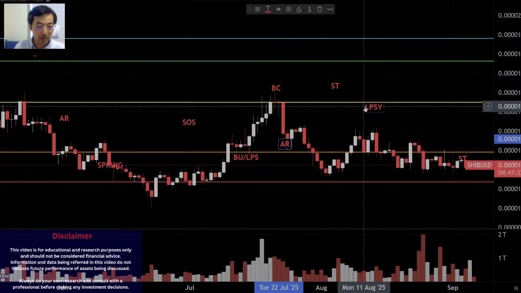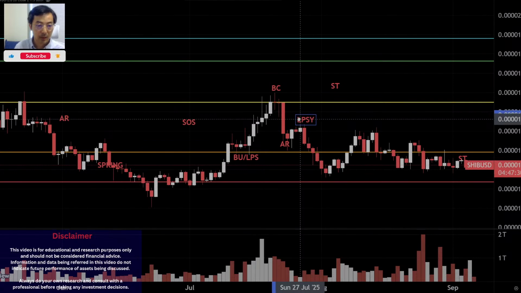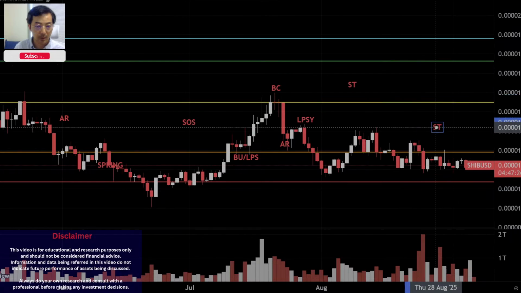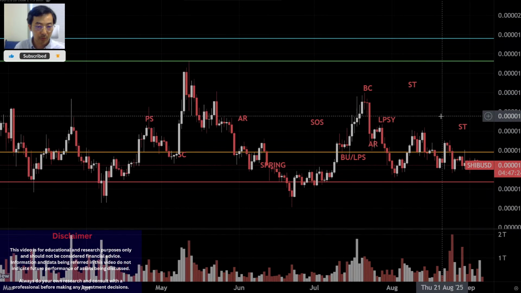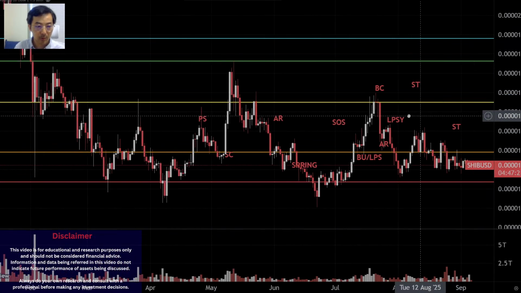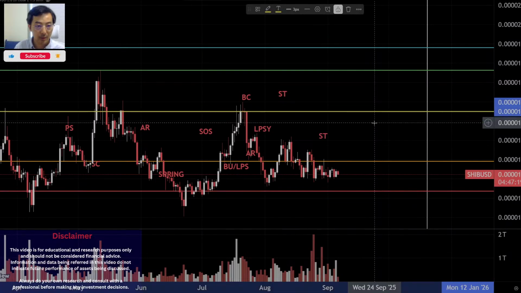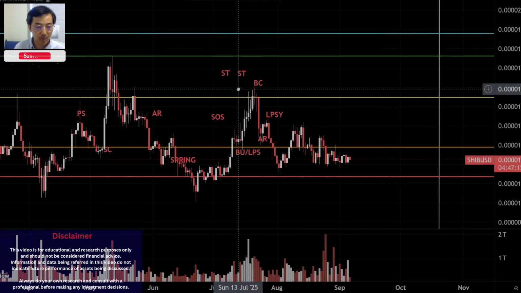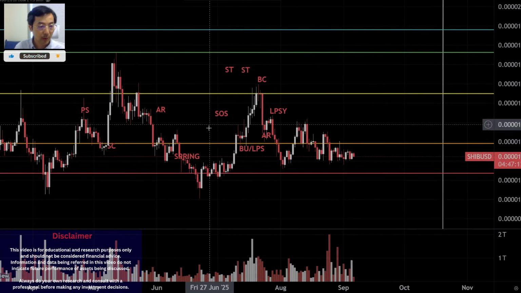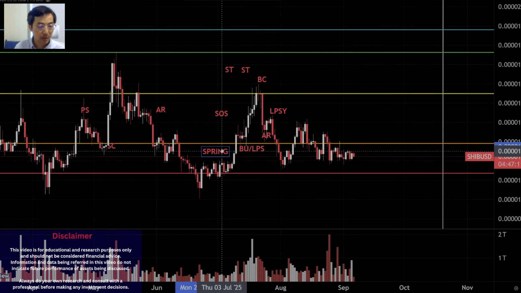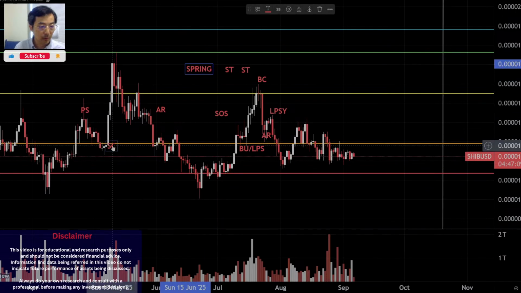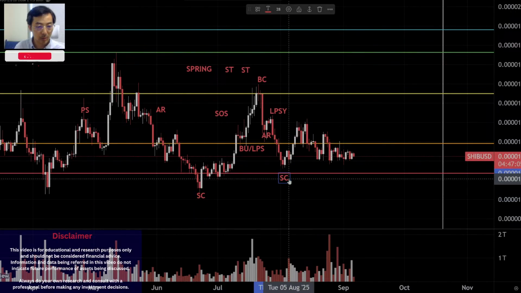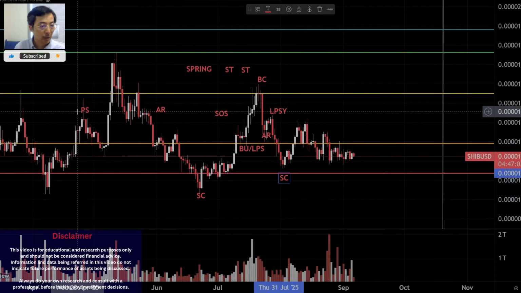So automatic reaction, LPSY, no second test over here. So second test, please go away for the time being. Why is the yellow line still being moved? Okay, never mind. Let's just move them up here for the time being. And no spring for the moment, selling climax. Let's go right there, and then the other one right here.